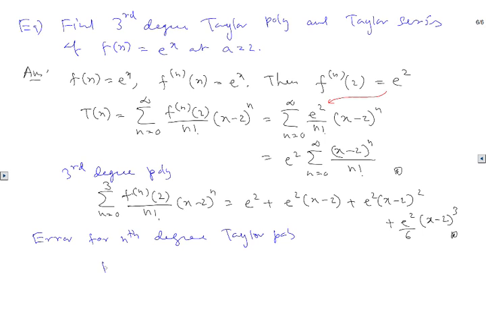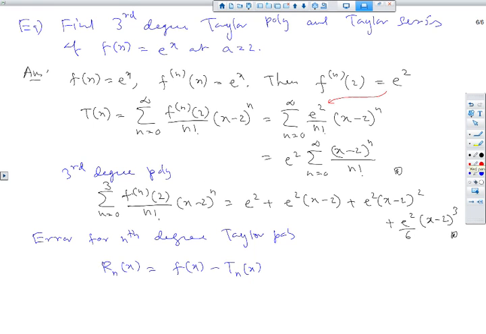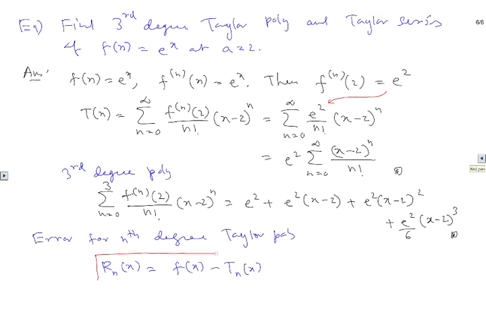So we normally call this error Rn, the nth error. The error is the difference between f(x) and the corresponding Taylor polynomial. So we normally take the absolute value. That's the error. We take the difference, but you can actually take the absolute value of that to find the actual number if you want. But this is the error. The error is the difference between the actual function and the corresponding Taylor expansion of degree n.